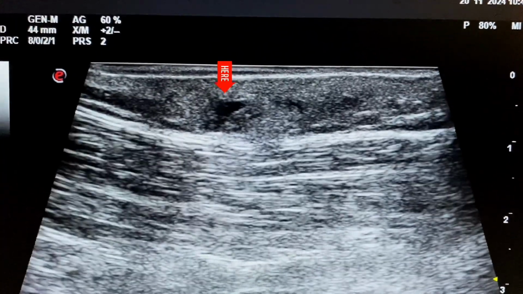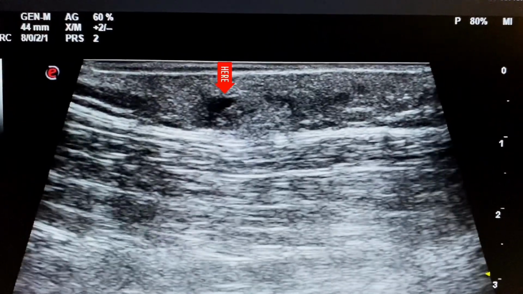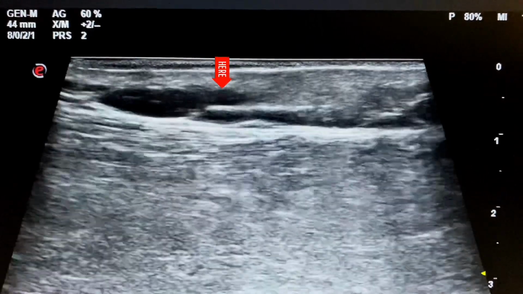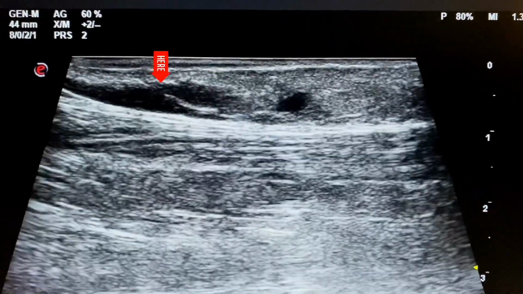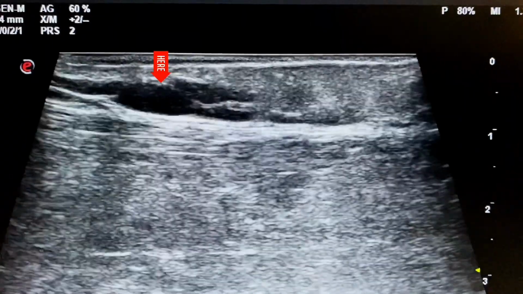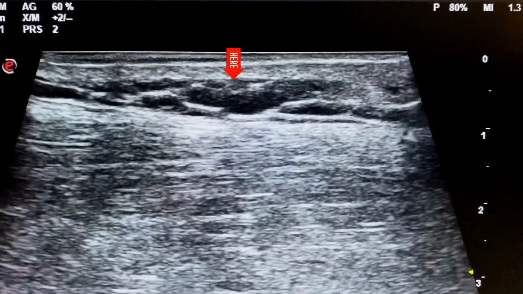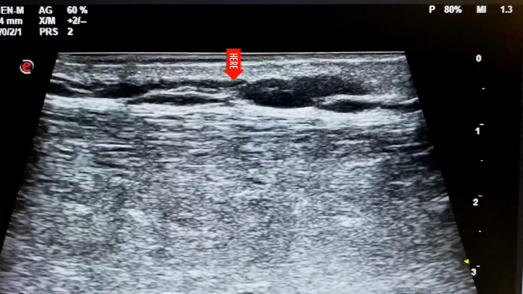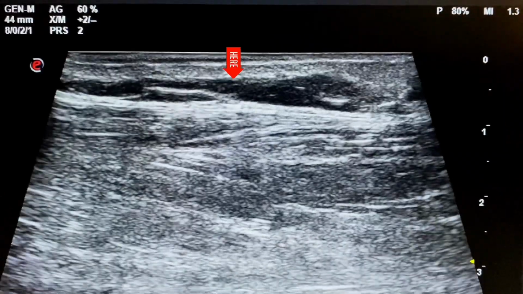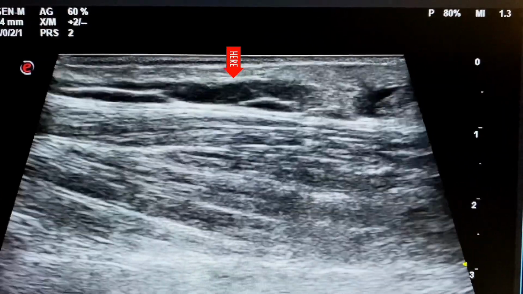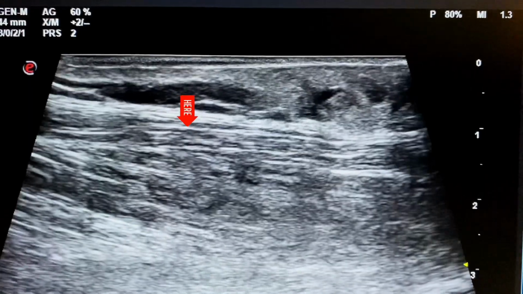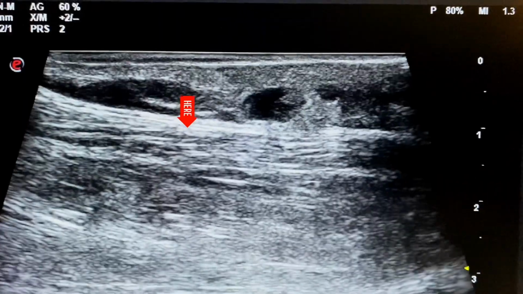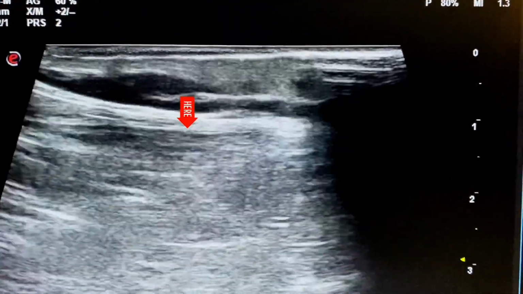These hypoechoic areas are ill-defined and look like a fluid collection in the soft tissues. The fluid is anechoic, no debris seen. Here we see the fluid collection in the subcutaneous tissue layers. Below this, we see the muscle tissues are normal and no mass lesion is seen.